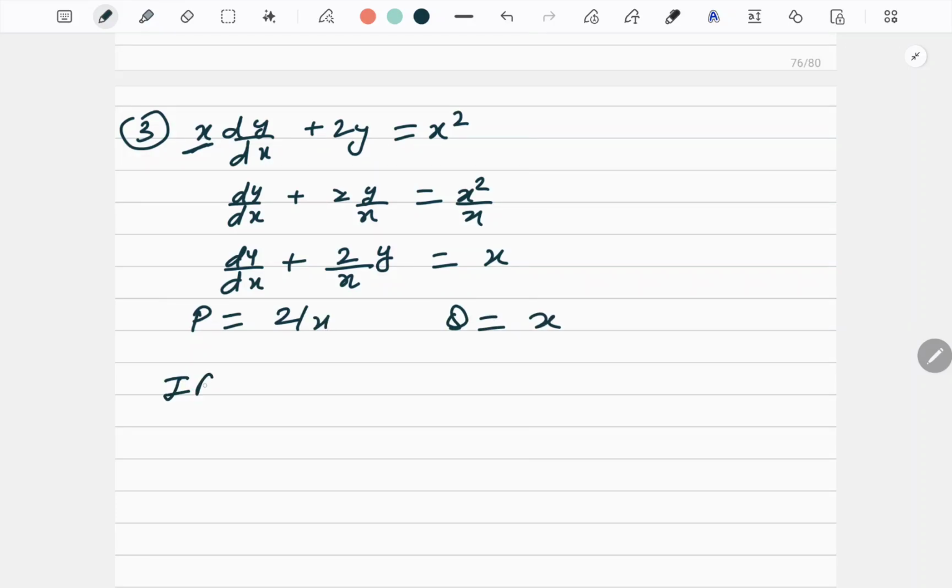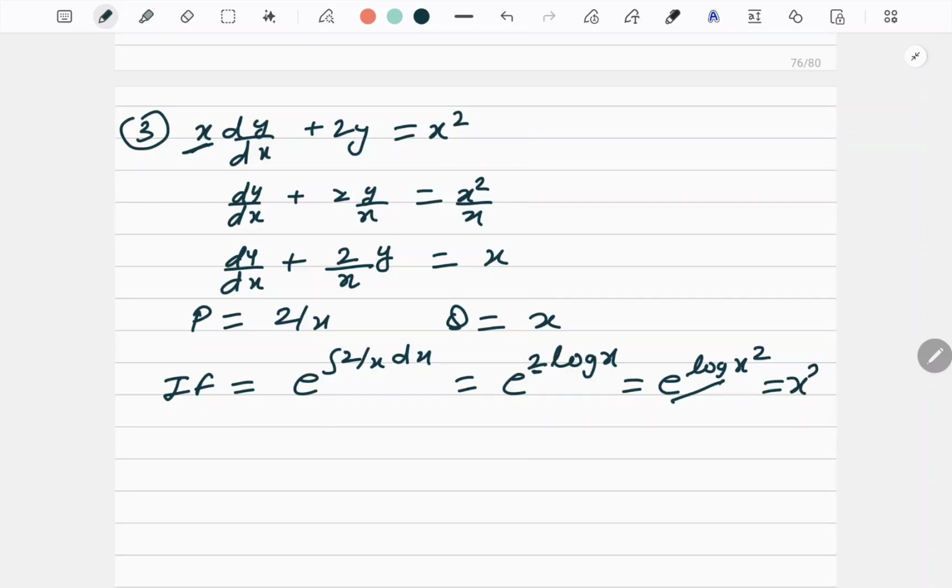So what is the integrating factor? E to the power integral 2 by x dx is equal to e to the power 2 log x. E to the power, as I said, whoever is sitting in front will go in the power, log x square. And e and log will go, only the power will remain, so x square. So my integrating factor is x square.